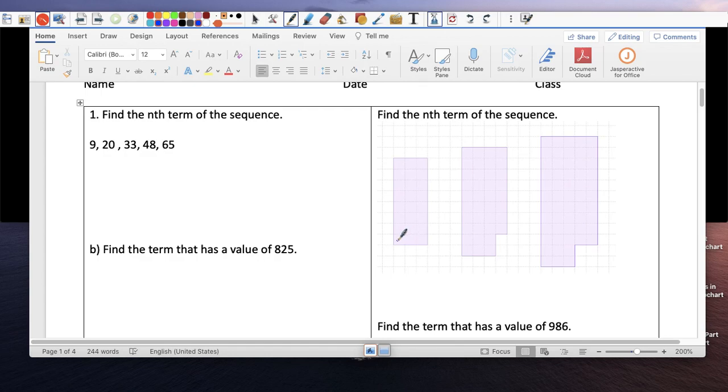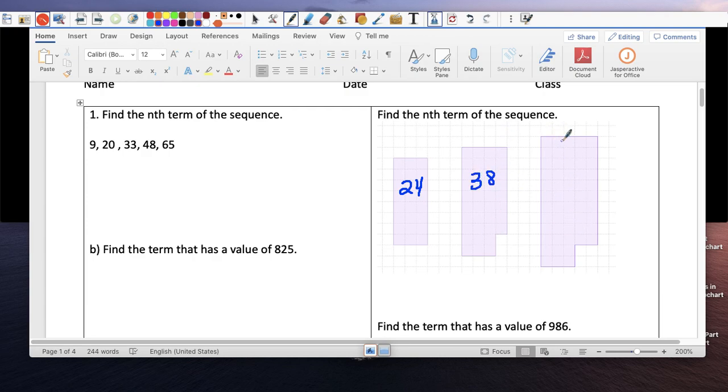So I'm just going to say that this is a 3 by 8. 1, 2, 3, 4, 5, 6, 7, 8. So there's 24 squares in here. Then 1, 2, 3, 4, and 1, 2, 3, 4, 5, 6, 7, 8. 8 times 4 is 32. 32 plus 6 is 38. So there's 38 squares in here.